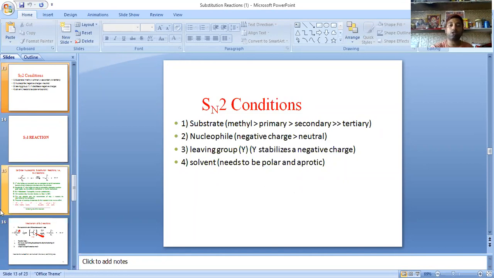So what is the reactivity order in SN2 reactions? Methyl is more reactive than the primary alkyl halide. It is more reactive than the secondary alkyl halide, and the secondary alkyl halide is more reactive than the tertiary alkyl halide. Why is the tertiary alkyl halide least reactive? We can see why it is least reactive.